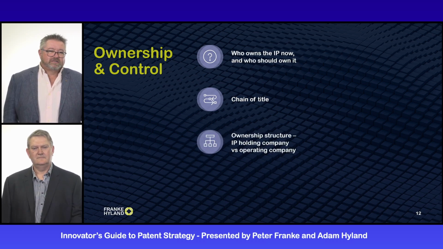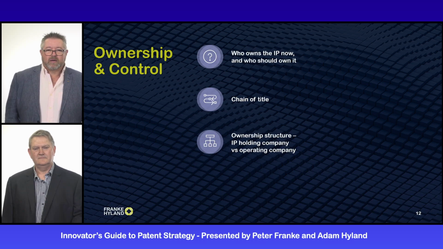Other issues around ownership and control is who should own it. Normally, in the normal course of events, the IP would be owned by the company that's commercially exploiting it. So a patent would be held by the manufacturing company that's manufacturing the product and sending it out into the marketplace. But there are other reasons that you may want to do things differently.